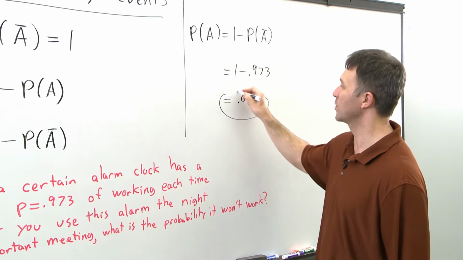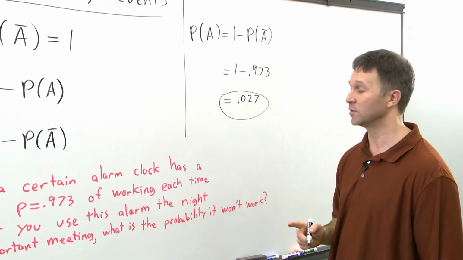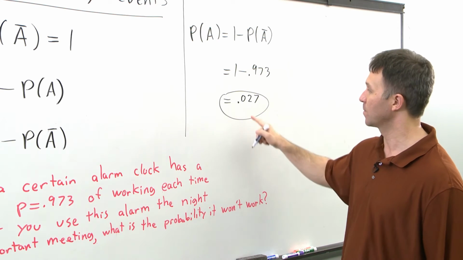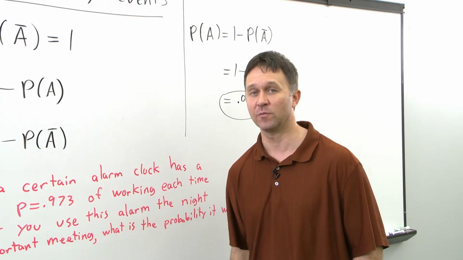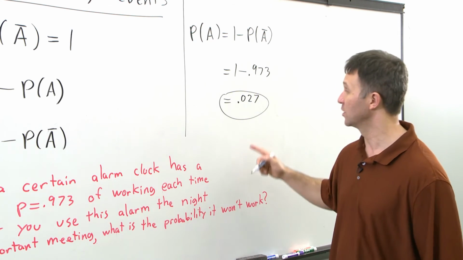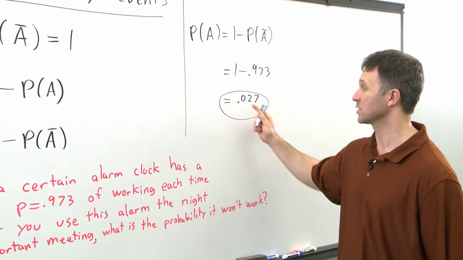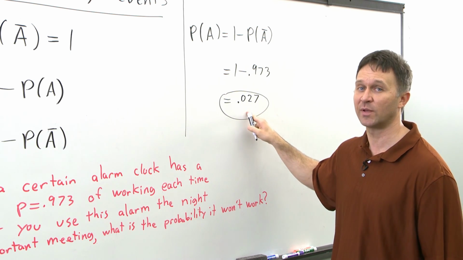And we found the probability it won't work using the rule of complementary events. I just want to remind you of one other thing. If we add the probability it won't work, which is 0.027, to the probability that it will work, we should get 1, which we do. You can check: 0.973 plus 0.027 is indeed 1. So that's another way of checking that this is the correct answer. 0.027 is the probability it won't work.